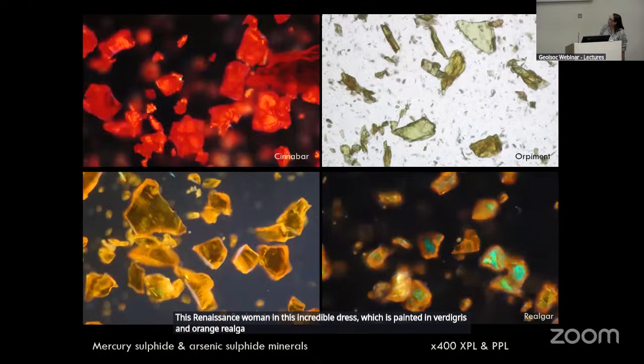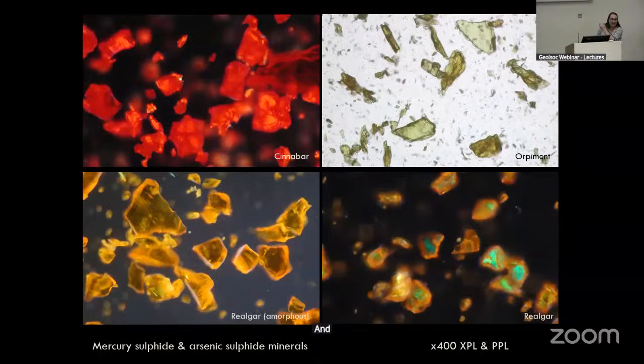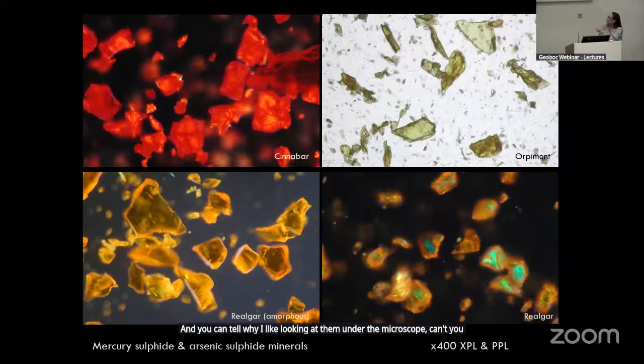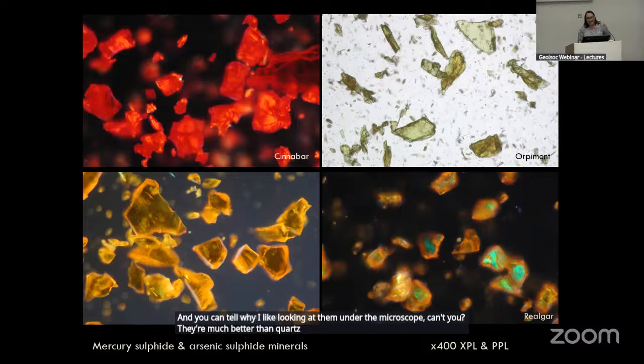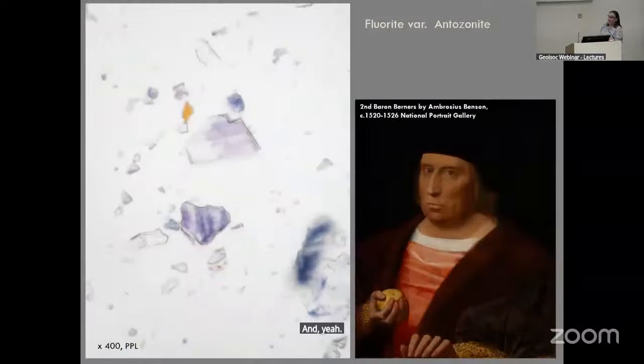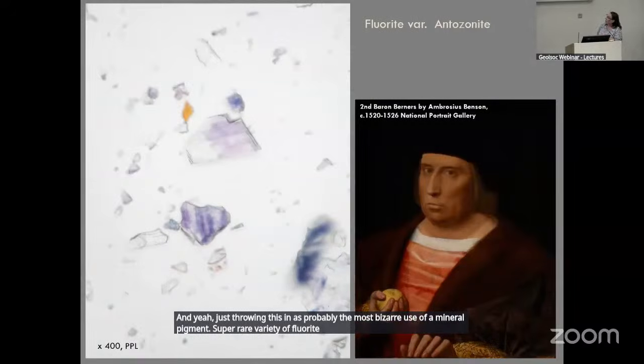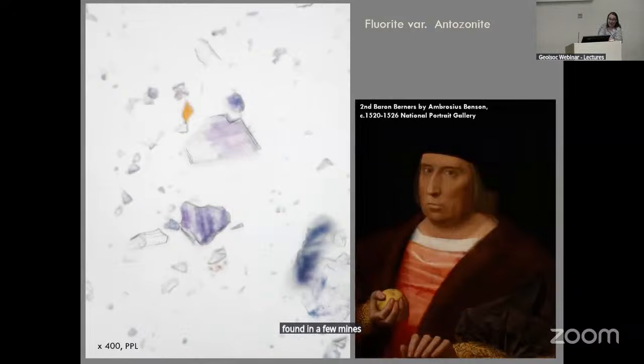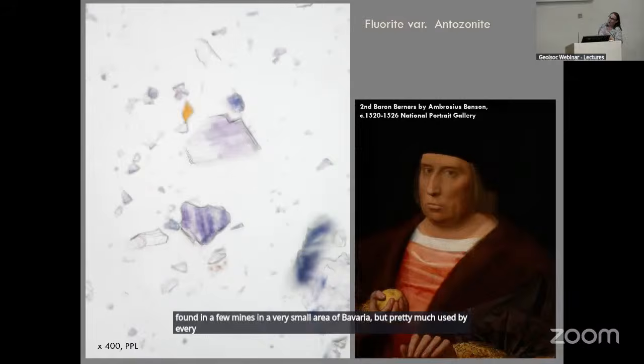And yeah, just a few pictures of these. You can tell why I like looking at them under the microscope, can't you? They're much better than quartz. They really are. And just throwing this in as probably the most bizarre use of a mineral pigment. Super rare variety of fluorite called antozonite, very similar to the Blue John fluorite that we get in Derbyshire. Found in a few mines in a very small area of Bavaria, but pretty much used by every painter, who were probably only about 5 painters who lived in that area in the early 16th century. And, you know, God, you don't want to spend a night with him, do you?